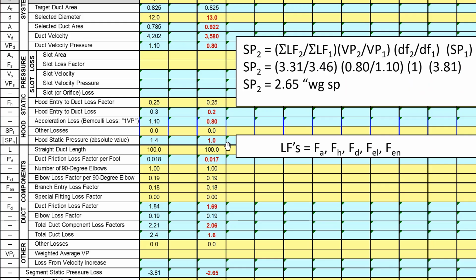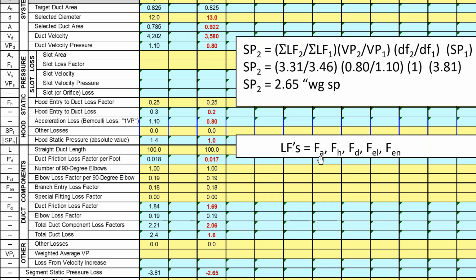On our energy loss factors, we still have the same duct length, but since we've changed the diameter, the velocity has changed. So our F prime sub D changes this time, and our F sub D now changes from 1.84 to 1.69. We still have one elbow. It's a 0.19, so that remains unchanged. We have a branch entry at 30 degrees. That remains unchanged at 0.18.